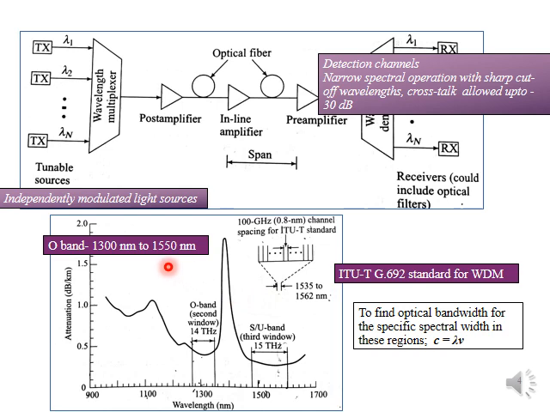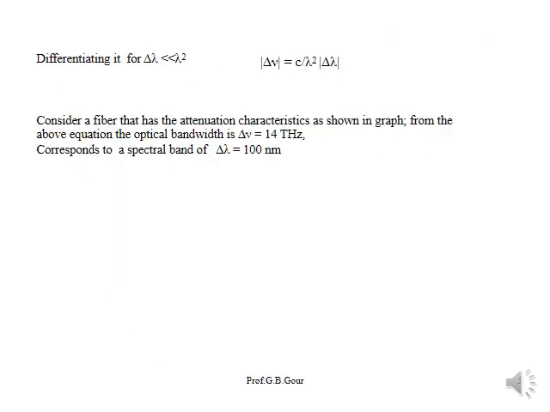So you have to remember these dimensions here. O band means this much, U band means this much, ITU-T band means this much range. So if you see here on the graph I just wrote here, delta V 14 terahertz corresponds to a spectral band of 100 nanometers. That is the meaning. Because sometimes if the graph is not given, you have to remember the values. That is quite useful in solving the numericals sometimes.